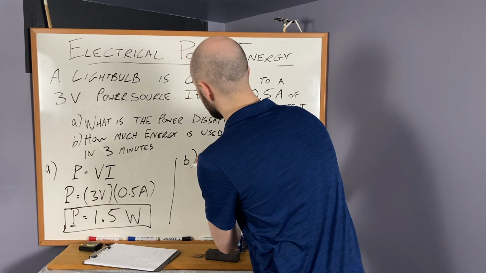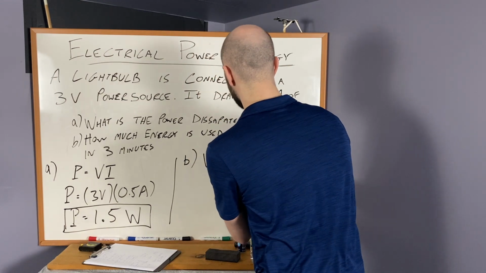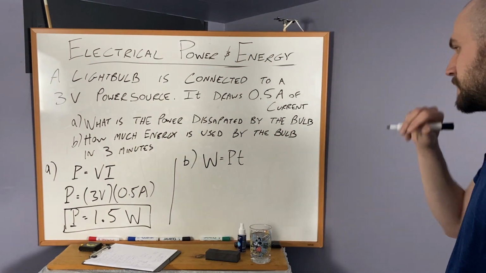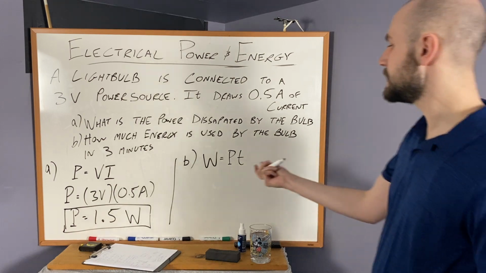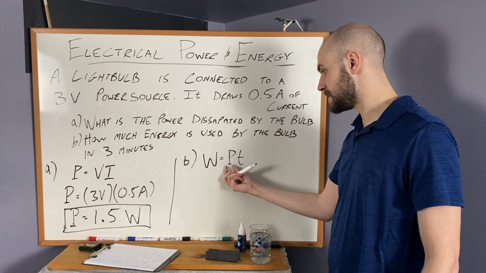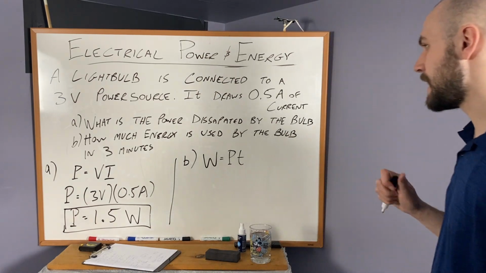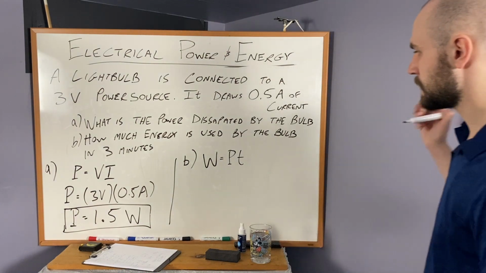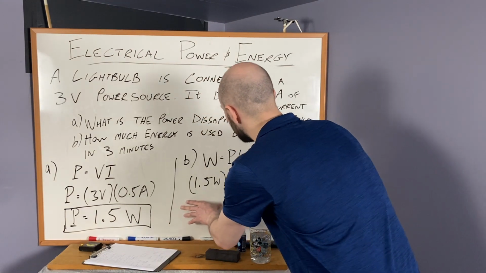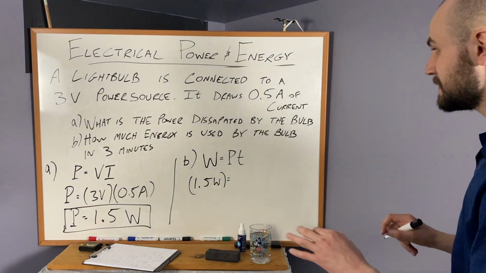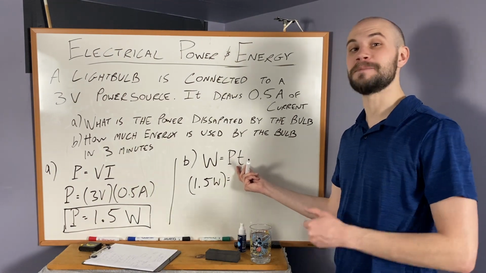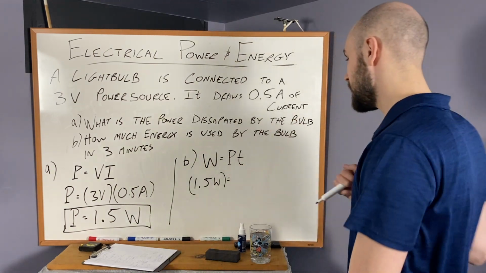Here, we could go back to the definition of power by multiplying both sides by t. We know the work, or the energy used by that component, the energy transferred, is the power multiplied by the time. We know the power is 1.5 watts. Remember, watts is joules per second. So can I plug in minutes for the time? We can't. You have to make sure you keep everything in SI units so we don't get mixed up.